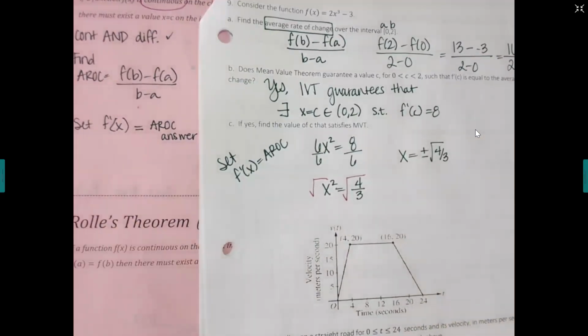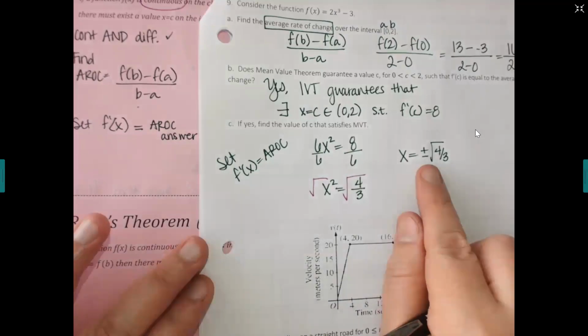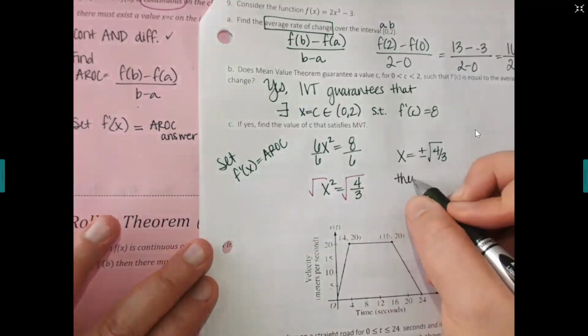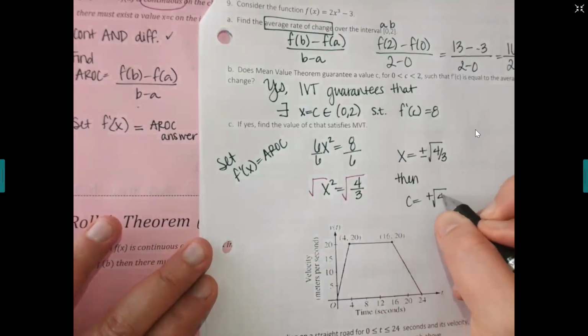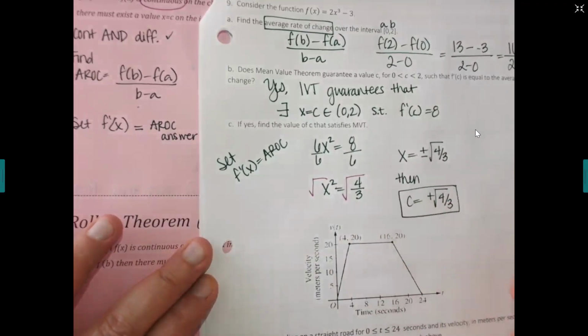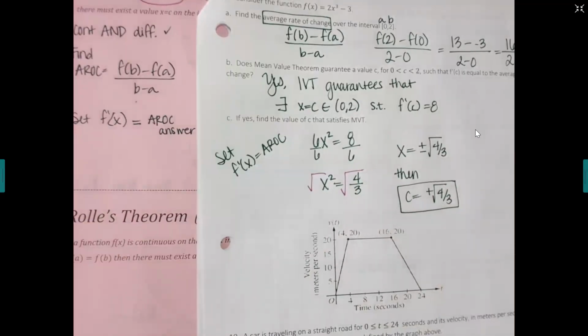Now, remember what we said about the x. Your x has to stay between the interval. What was my interval between what two numbers? 0 and 2. So are both of these also within that interval? No, not the negative one, right? So my c can only be the positive square root of 4/3. The reason that we exclude the negative root is because it's not between 0 and 2, and that's part of the theorem, is the x that you get has to stay between the x's of your interval. Okay?